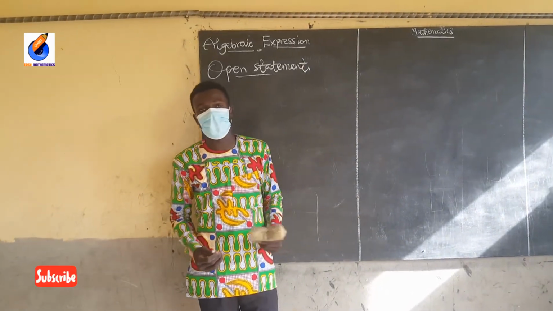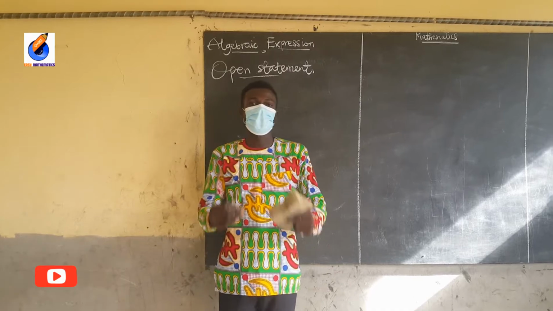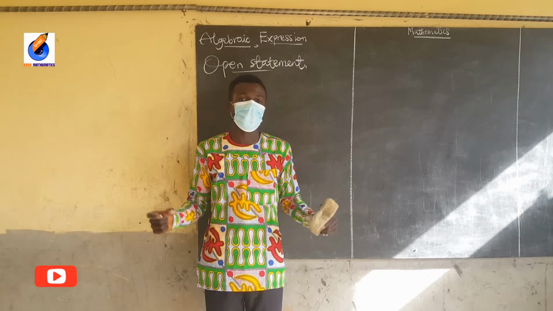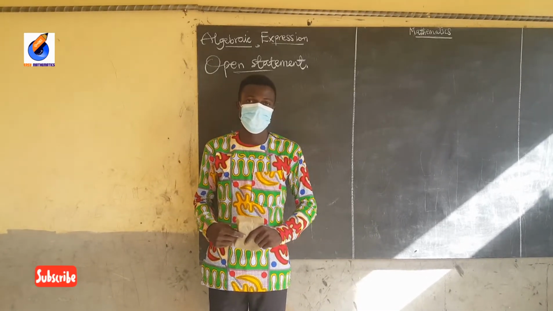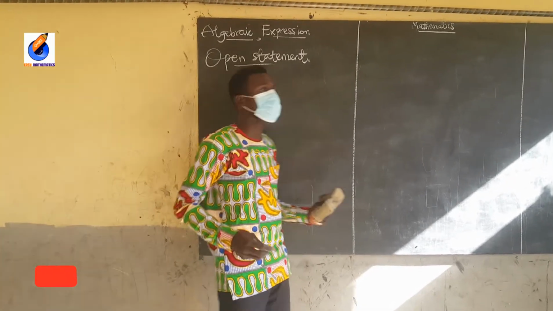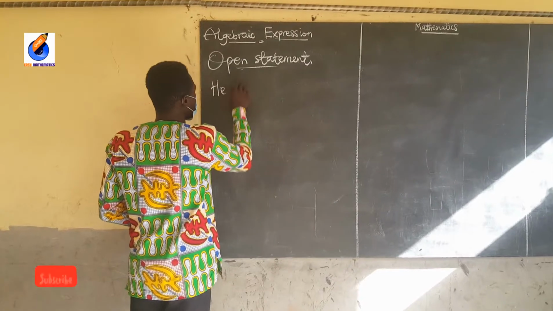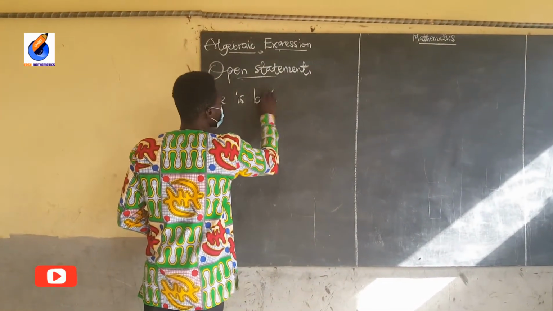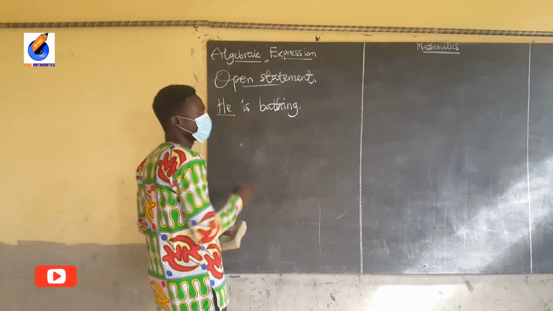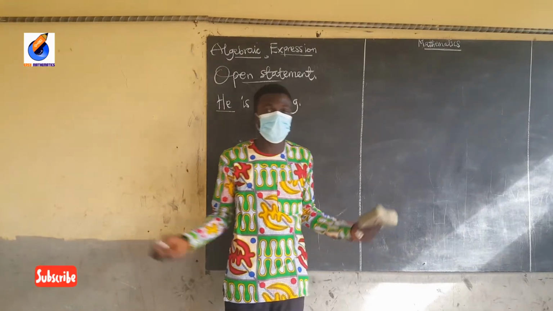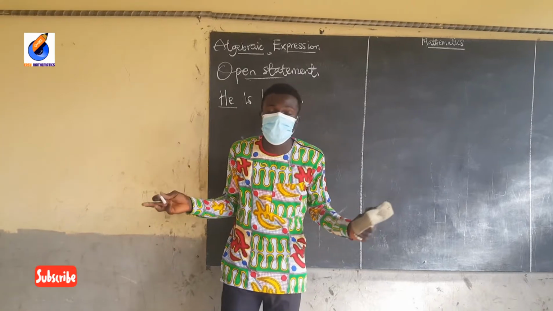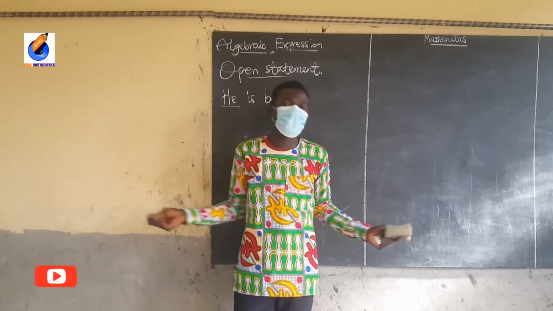For short, we will say that if the noun in the sentence has not been mentioned, then we say that statement is an open statement. So if we have a sentence like, he is bathing, the he here is a pronoun. Who is bathing? We don't know the one who is bathing. So this statement, he is bathing, is an open statement. The he can replace anyone at all.